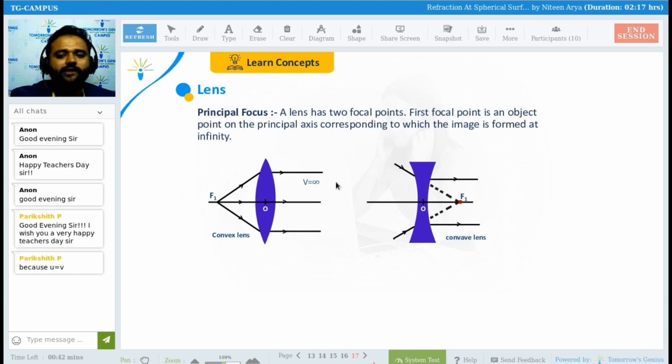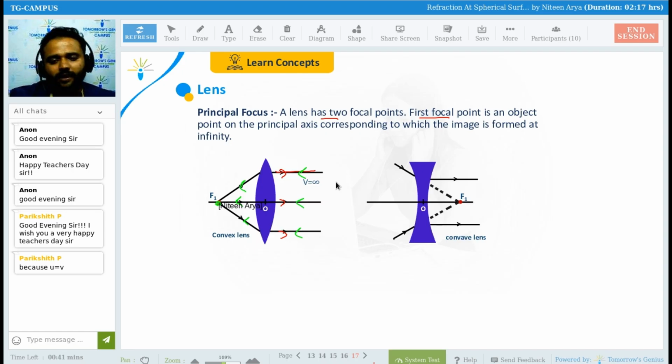Now principal focus. Does everyone know what a principal focus is? A lens has two focal points. The first focal point is an object point on the principal axis corresponding to which the image is formed at infinity. As you can see, if you put an object here, the image is going to be at infinity. And in the reverse case, if parallel rays are incident from infinity, we can get the image at focus.